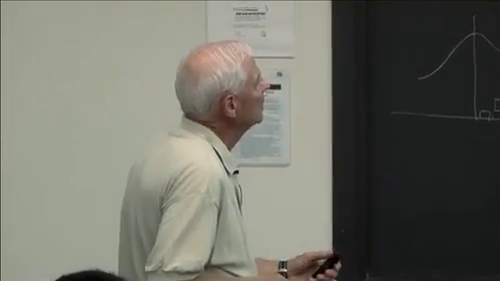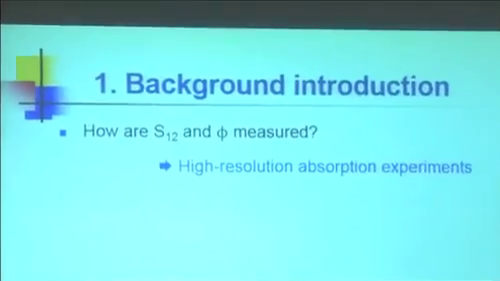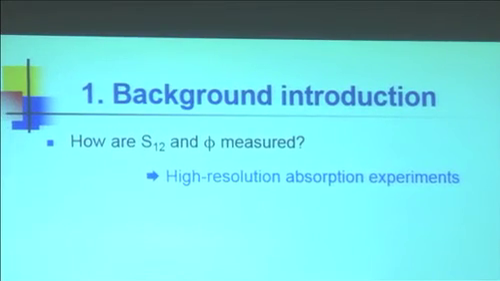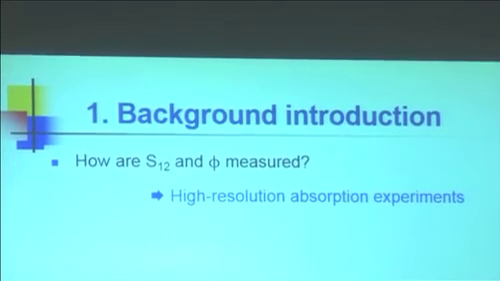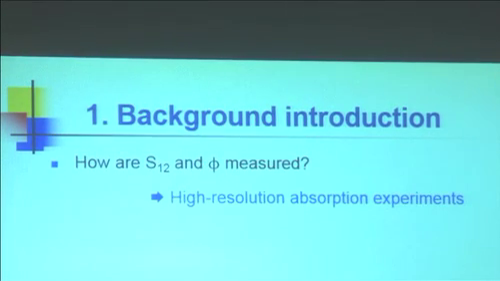Okay, so where do these come from? So if you knew A, you can calculate the A coefficients, you can calculate the intensity, the line strengths. How do we get phi, for example? Usually it comes from measurements, high resolution absorption measurements.